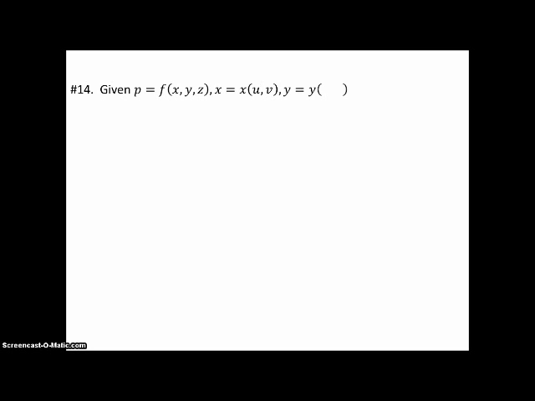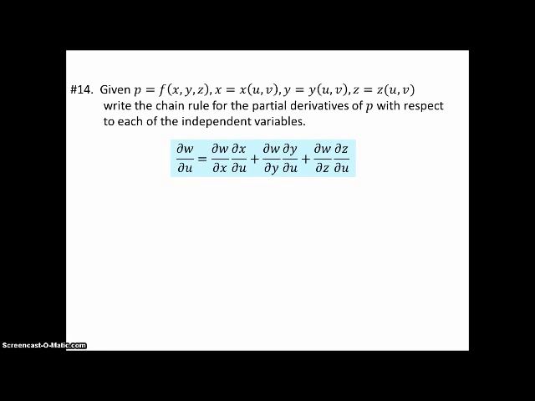Number 14, given p equals f of 3 variables, and each of those 3 variables is a function of 2 variables, write the chain rule for the partial derivatives of p with respect to each of the independent variables. So here's our formula, and our independent variables are u and v. Our dependent variables then are x, y, and z. And so we're going to have 2 partial derivatives, one for u and one for v.